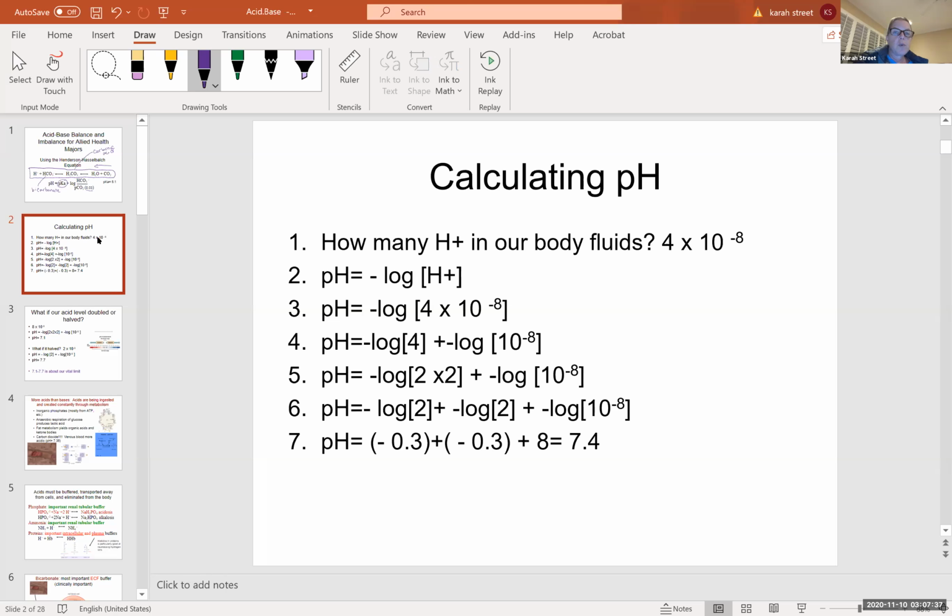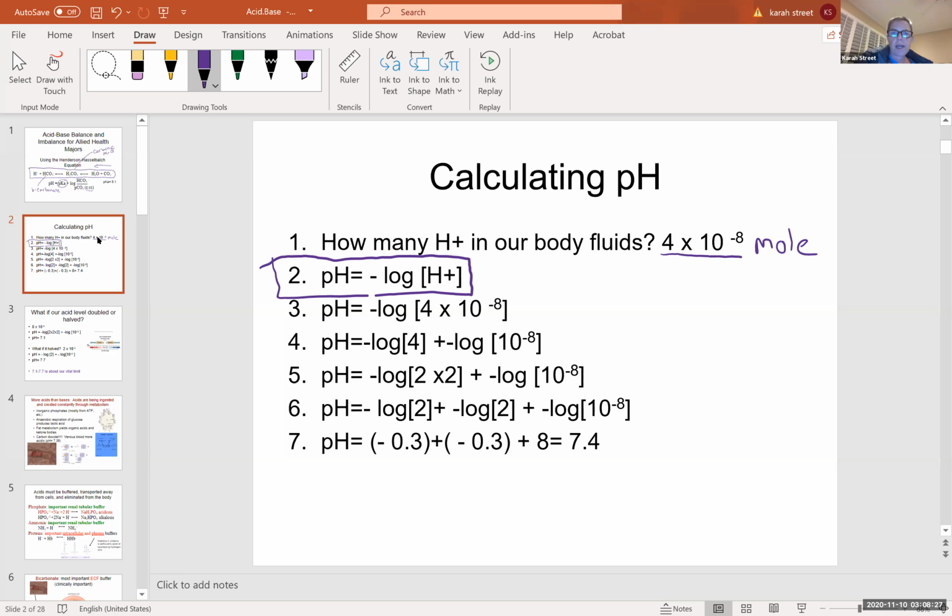So if you were to calculate pH using the traditional pH equation, this is the traditional pH equation that most of you started out using when you were in chemistry. pH is the negative log of the hydrogen ion concentration. Another way of saying that is pH is the inverse log of hydrogen ion concentration. What is the hydrogen ion concentration in our body fluids? 4 times 10 to the negative 8th mole. That's the concentration of hydrogen in our body fluids.